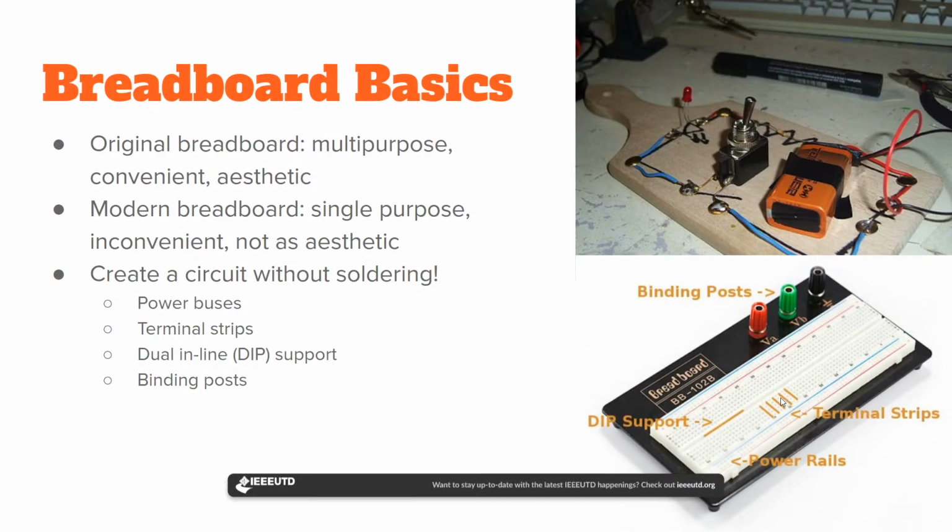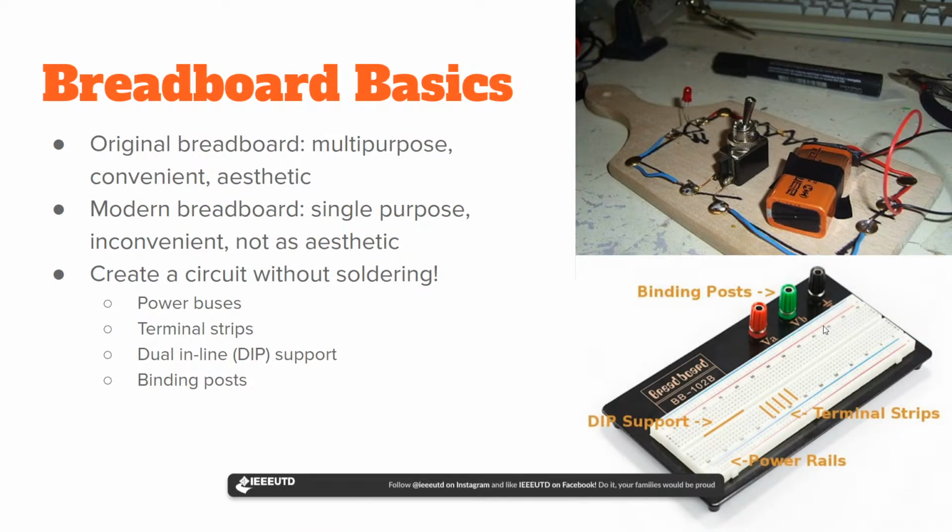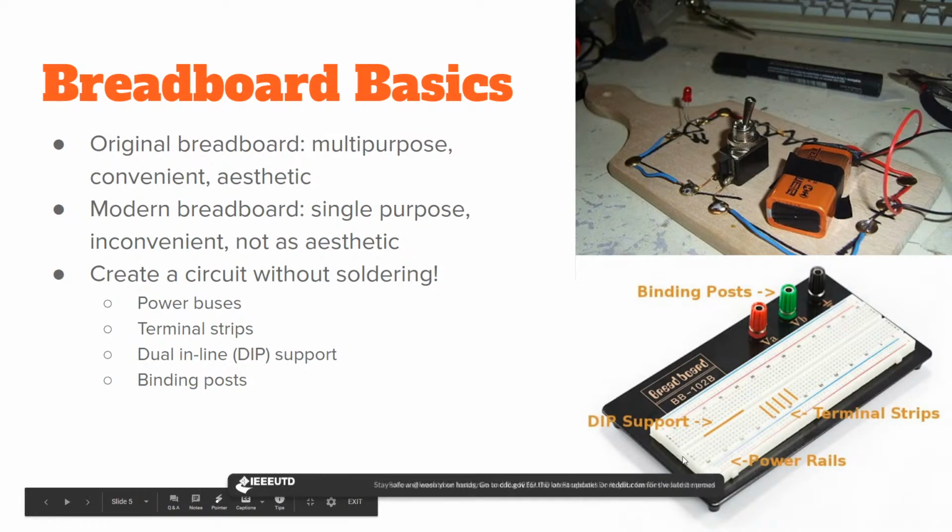And also the terminal strips for the breadboards. The terminal strips are the rest of the holes that you see on the breadboard. These terminal strips are usually labeled by number and letter. The numbers are typically labeled right next to the power bus lines, and the letters are labeled on the very ends, the far ends of the breadboard. And so these terminal strips, the holes are connected in this orientation.